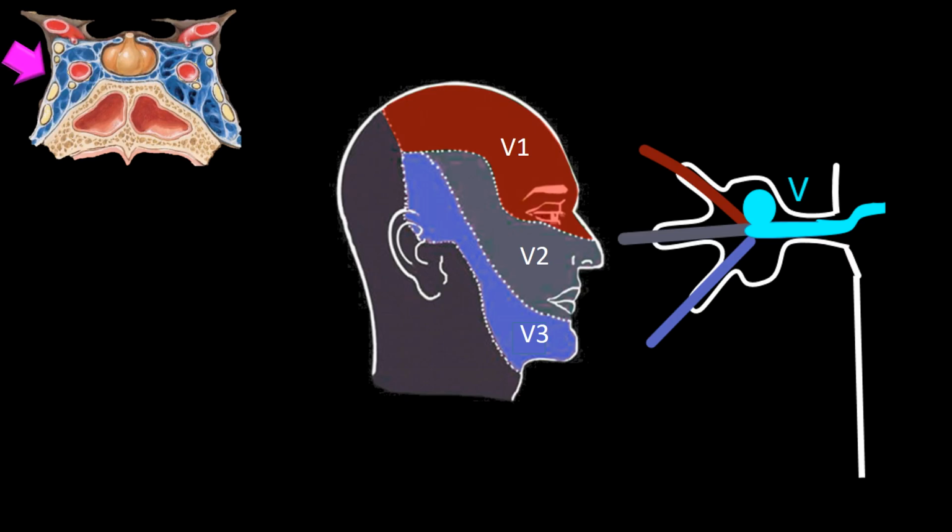It is important to stress that the left cavernous sinus communicates with the right cavernous sinus. Those symptoms of cavernous sinus thrombosis tend to be bilateral.